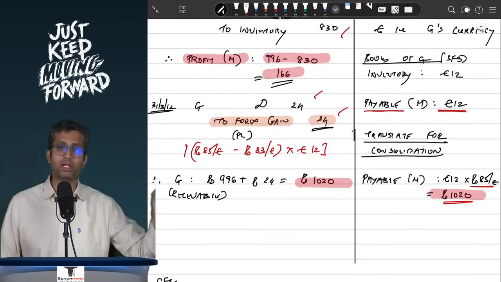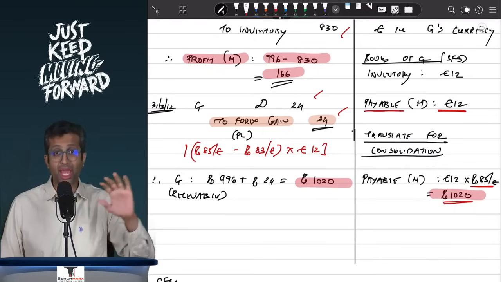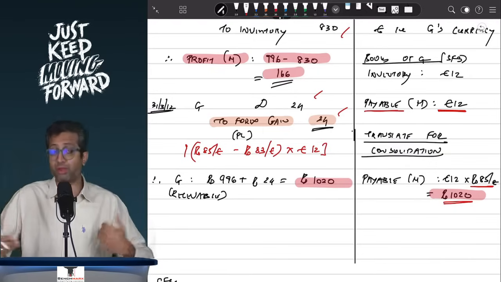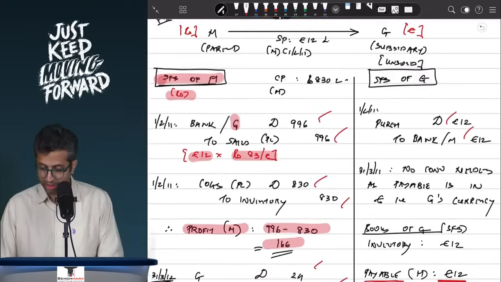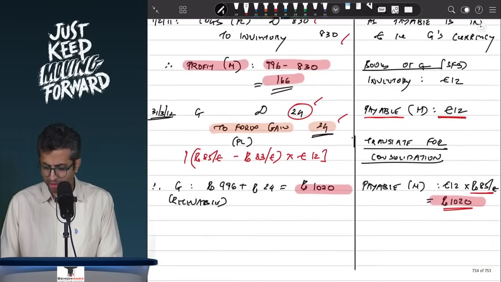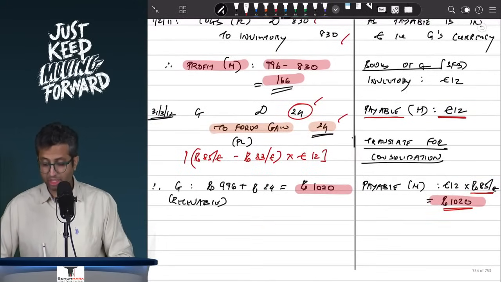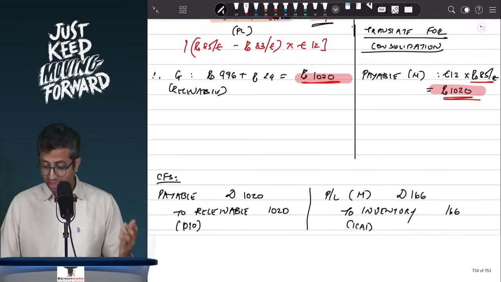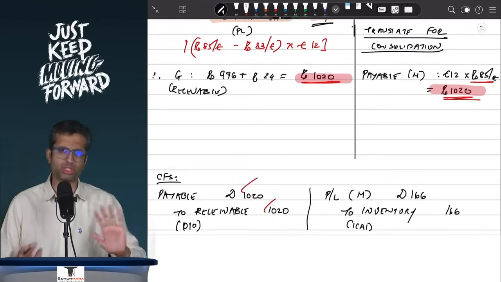Now, if I compare this with M's books, the receivable must be 996 plus another 24, and hence this will also be 1020, and hence there will be an elimination over here. This 1020 and 1020 will be eliminated. In the CFS, payable account debit to receivable will be eliminated at 1020.